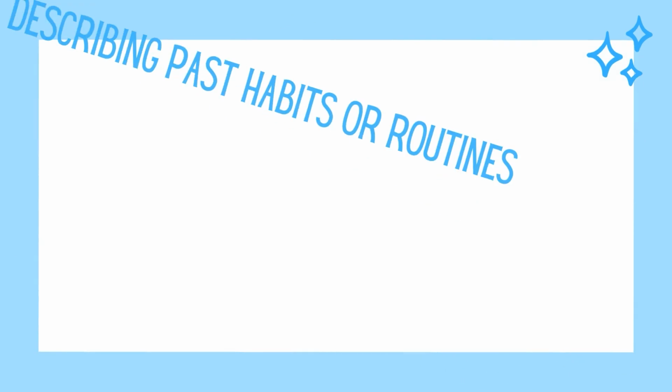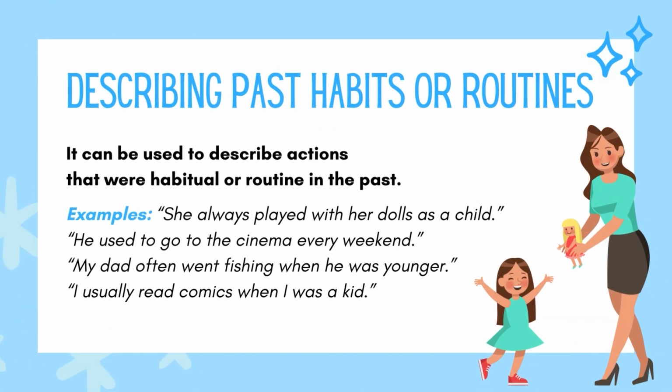We can also use the past simple when describing past habits or routines. It can be used to describe actions that were habitual or routine in the past. For example, she always played with her dolls as a child. He used to go to the cinema every weekend. My dad often went fishing when he was younger. I usually read comics when I was a kid.